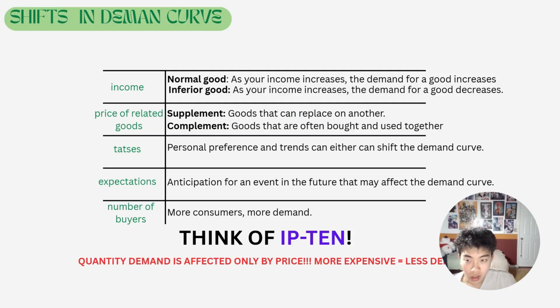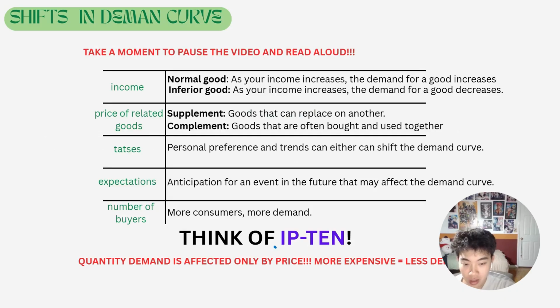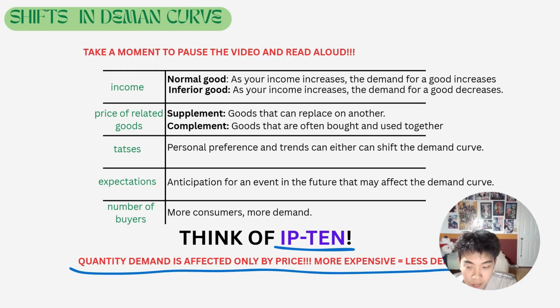And this is a really nice table I made. Take a moment to pause this video and read out loud. Don't passively learn this material, right? This is a really nice mnemonic. IP10. I is income, P is price of related good, T is taste, E is expectations, and N is number of buyers. And huge emphasis on the last line.